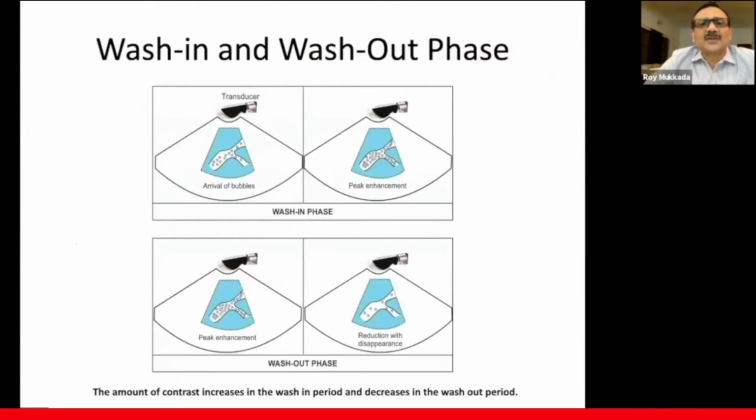So this is how it looks. You can see the arrival of the air bubbles in the first picture, and then it increases to the peak. Then it slowly fades out. That's the washout phase. The first is the washin phase, and the second is the washout phase.